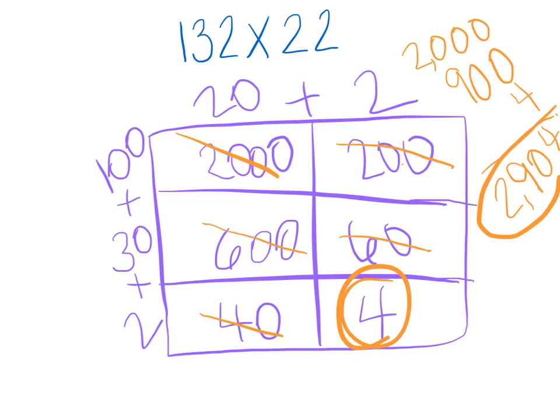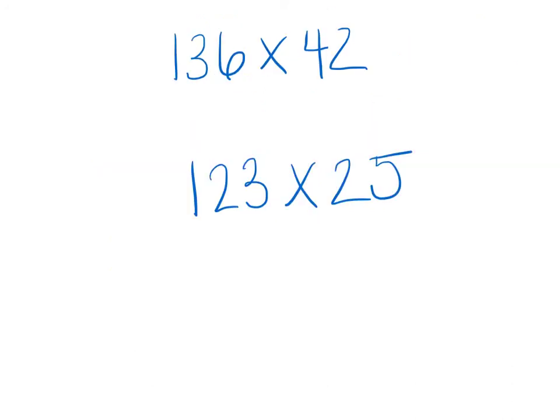But if you like it another way, that's fine too. All right, it's your turn. You have 136 times 42. You're going to do this in partial products. And then you have 123 times 25, again in partial products. You're going to need to bring that in tomorrow with you. This is homework. So we want to see it written down and solved with partial products.